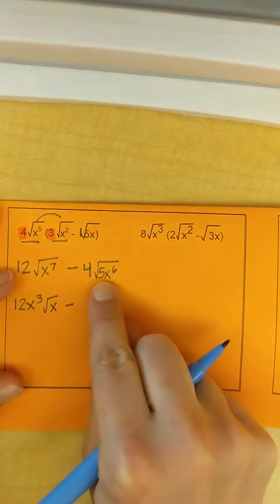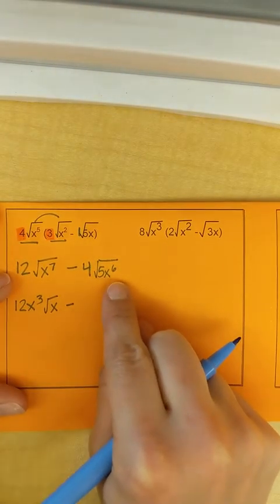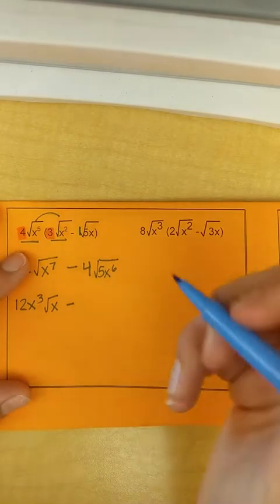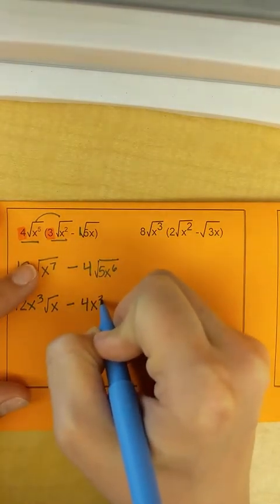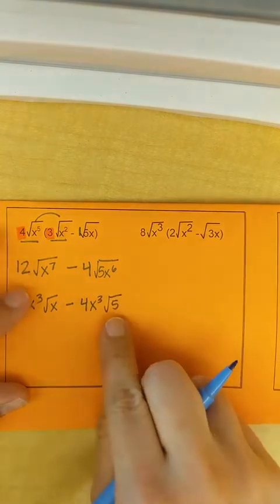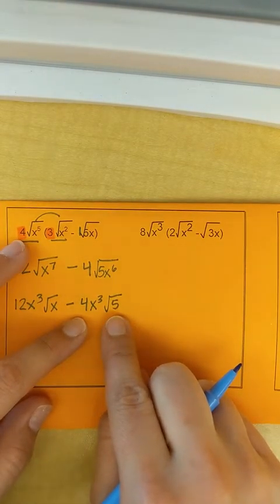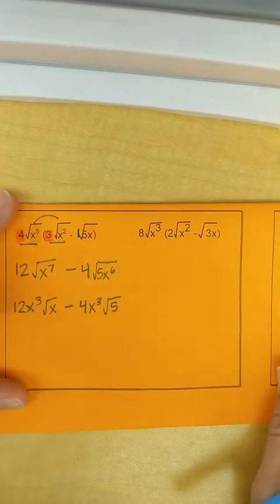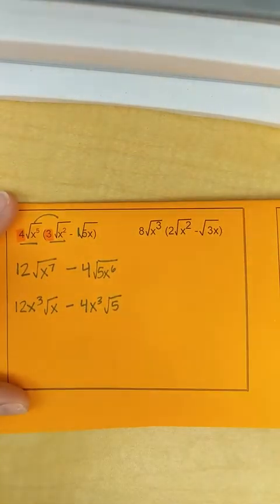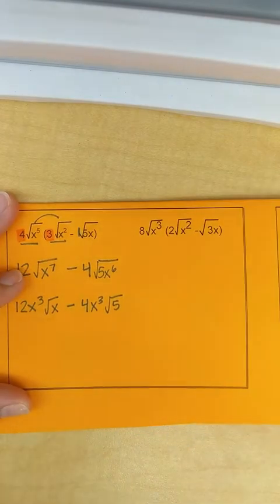Minus, root 5 does not simplify, but x to the 6th does, and that's going to be 3 pairs. So this becomes 4x to the 3rd root 5. Notice my numbers didn't change because there was nothing to break down, nothing to take out of the square root. It was just the exponents that could be simplified. So that's our final answer right there. Looks really ugly, but that is correct. All right, the next one.